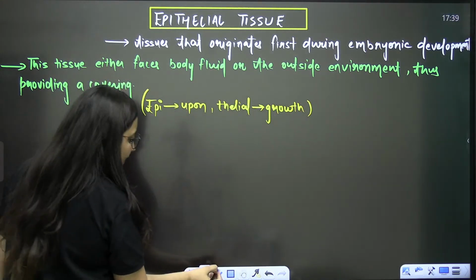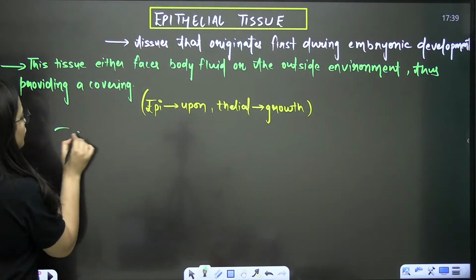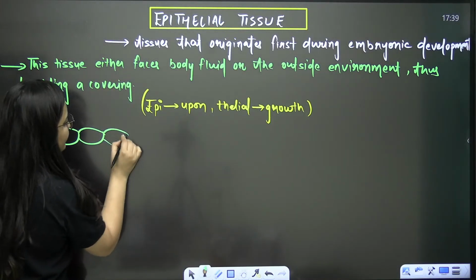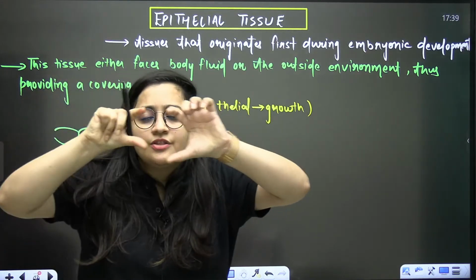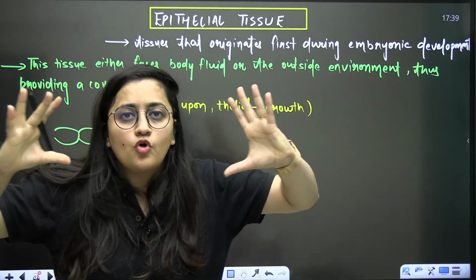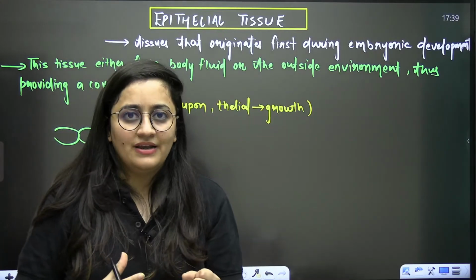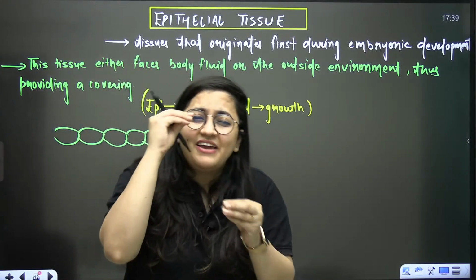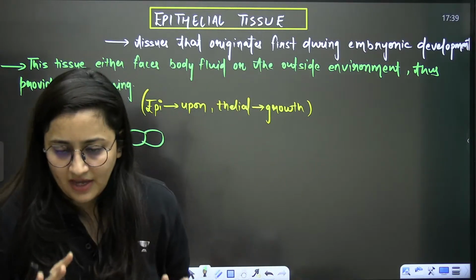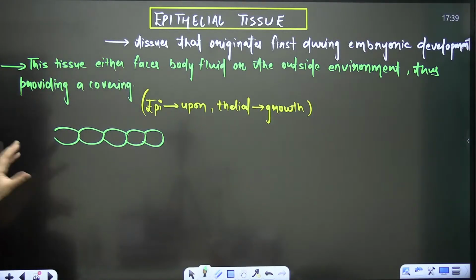Done, bache? Now when you talk about the epithelial tissue, it is the only tissue where cells are arranged in proper layers, so compact. You will see no intercellular spaces, or very few intercellular spaces. Are you getting it? This is what you are going to see here in the epithelial tissue.